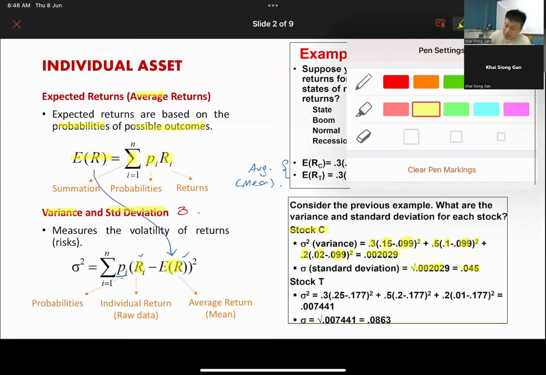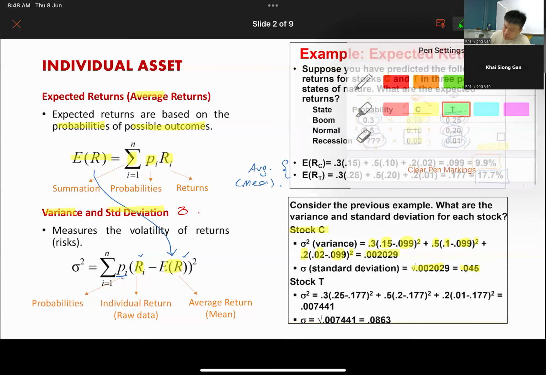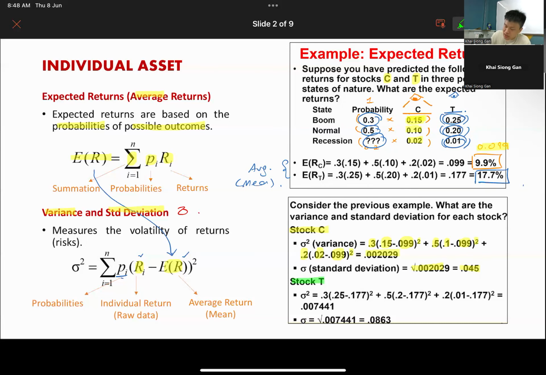Okay, so same thing here. If I use another color pen for stock T, I look for the differentials first. Individual return is 0.25 here, and the expected return is this one, 0.177. So minus these two, squared, and then times the probability. Same thing, use the individual return minus the average return, squared, and then times this one as well. And do the same for the last one. So at the end, you get this amount, square root it, you get these answers.